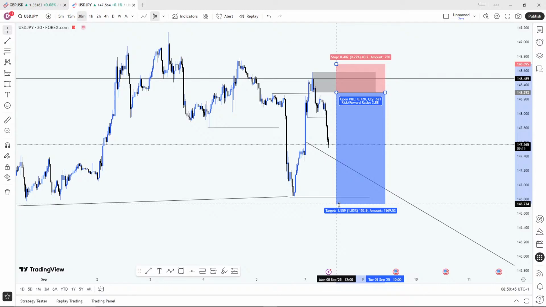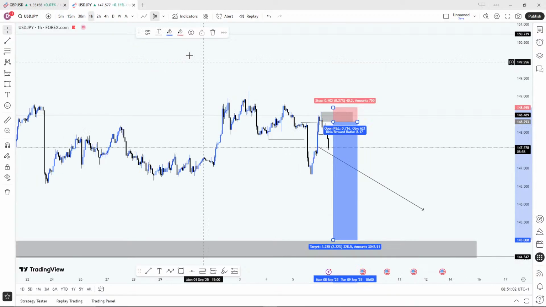So this is 1:4 RR. And if I want to extend it, keep targeting where I expect the price to get, there's going to be this extreme low right here, which is already giving a 1:8 risk to reward ratio. But for now, let's target 1:4 and then we take our trade.